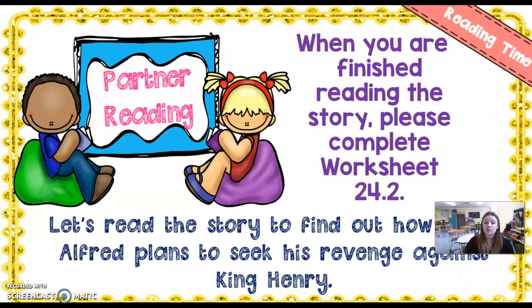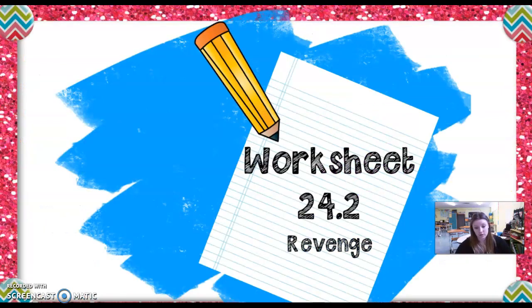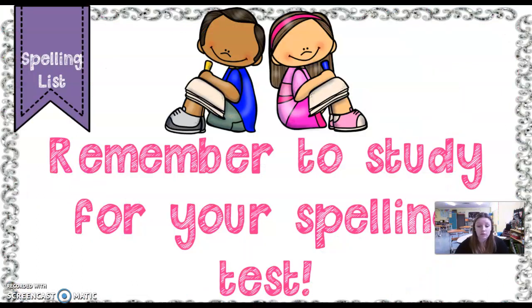So you are going to read Revenge on your own inside your Google form, and then you have some questions to answer about it as well. And I want you to read the story and find out how King Alfred is planning to seek his revenge against King Henry. I want you to pay close attention to what job, if any, does Sir Gus have in this revenge, okay? Questions from 24.2 are also in your Google form.